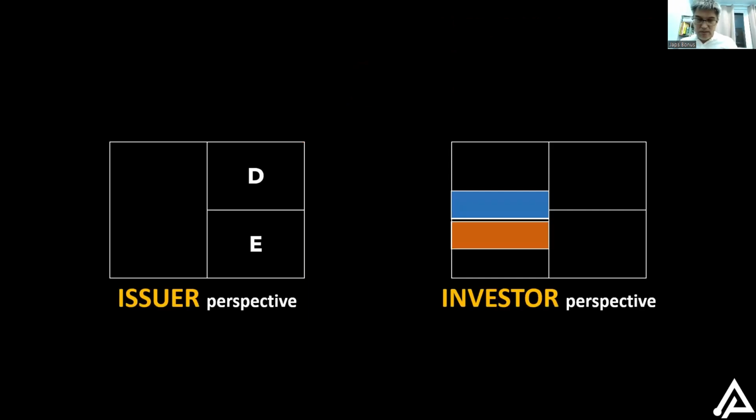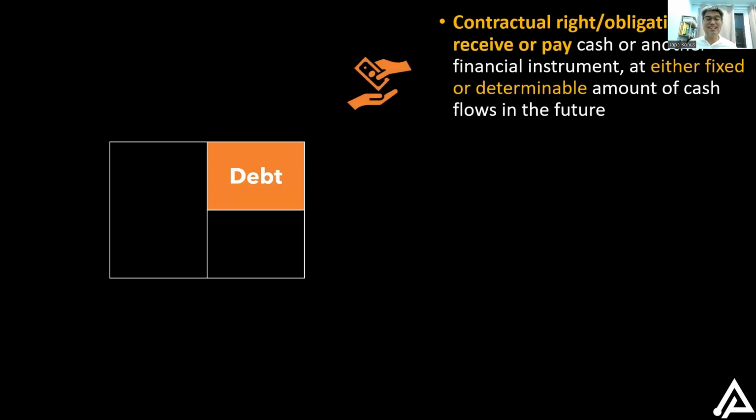Now, it's important that, in terms of financial reporting and accounting of financial instruments, we have to understand which perspective we are coming from, be it the investor perspective or the issuer perspective. In either case, the definitions would remain the same, but we have to look into it mostly from the perspective of the company as the issuer of those financial instruments.